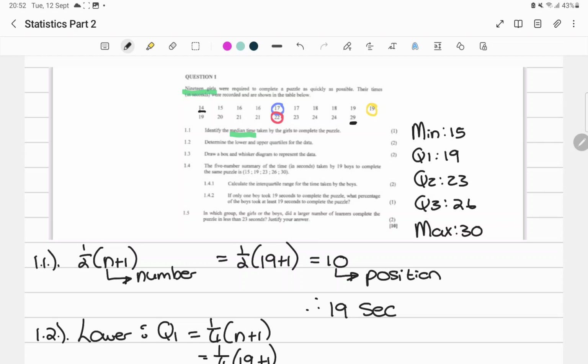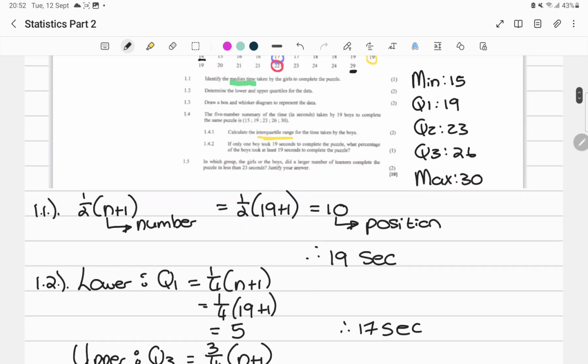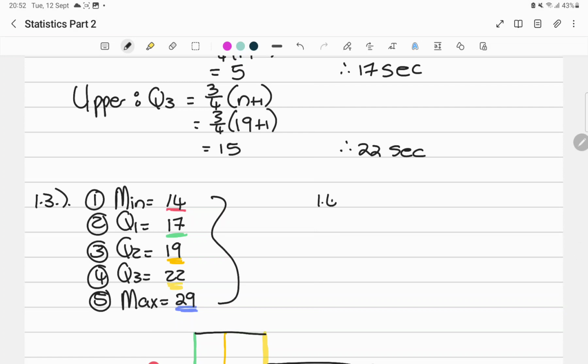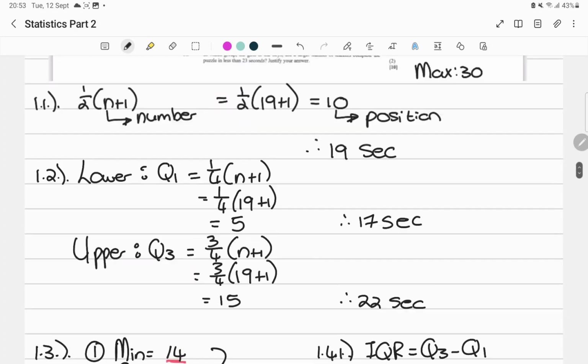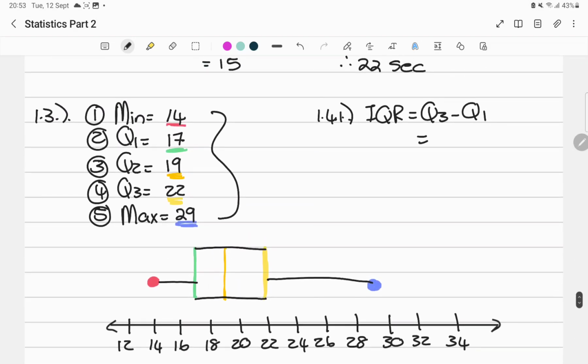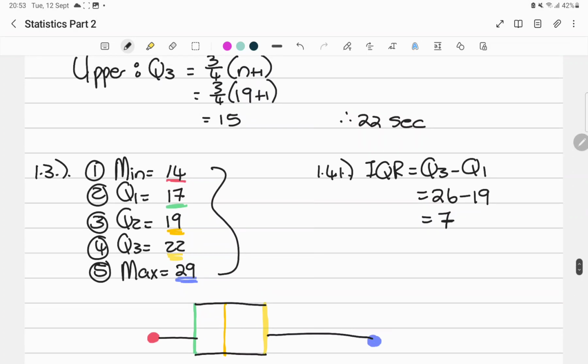Now let's see what's the first question. They say calculate the interquartile range. Alright, very important term. Interquartile means I have to get the range between my two quartiles. So your interquartile range is always going to be your Q3 value minus your Q1 value. Q3 is 26 and Q1 is 19. So we're going to say 26 minus 19, which will give me 7. So my interquartile range is 7.